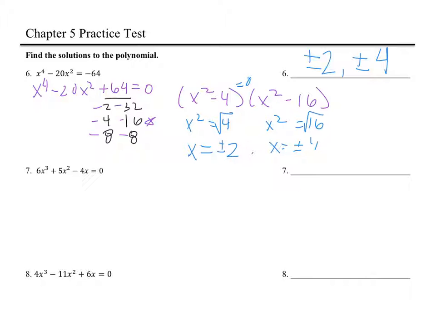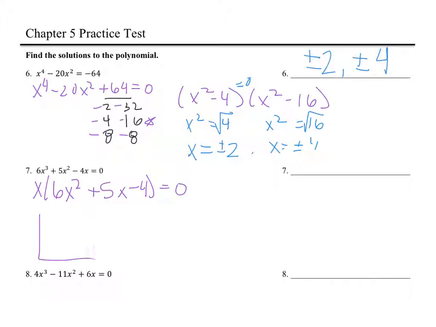Next one, first thing I notice is that they all have an x I can take out. So I can take out an x, leaving me with 6x squared plus 5x minus 4 is equal to 0. I would tell you should not use the quadratic formula unless I tell you to, which there is a question where I should tell you to.